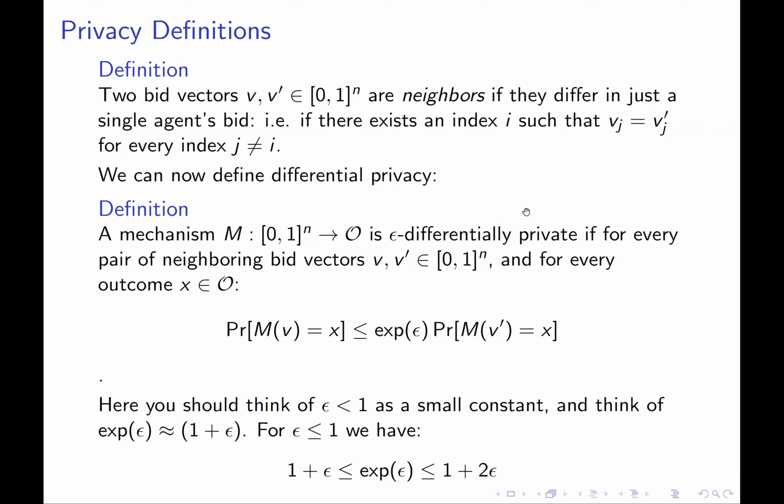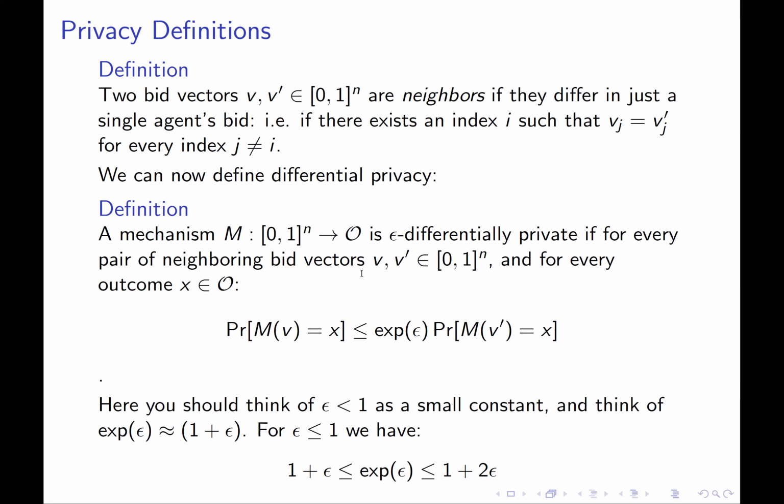And why e to the epsilon? That's kind of a weird term. Well, think of epsilon as being some small number, definitely less than 1, like 0.01 or something. In that case, e to the epsilon is roughly 1 plus epsilon. In particular, if epsilon is less than 1, then e to the epsilon is sandwiched between 1 plus epsilon and 1 plus 2 epsilon. So think of the definition as saying, if you unilaterally change your bid, then you are not going to change the probability of any outcome by more than a 1 plus epsilon multiplicative factor.